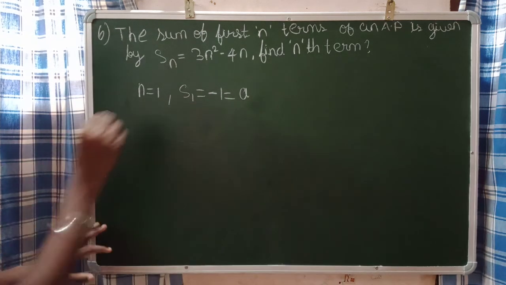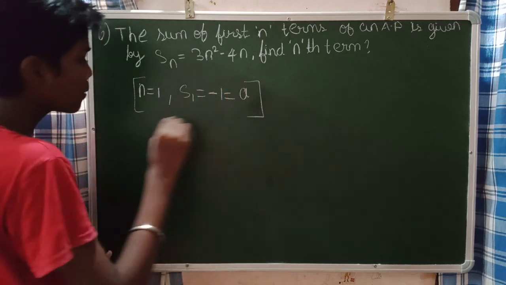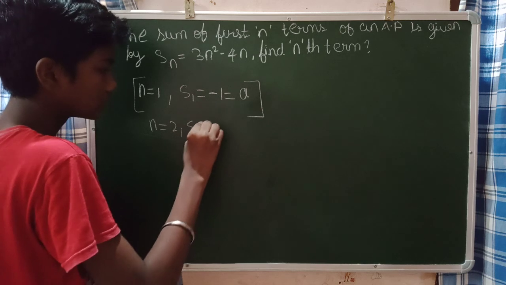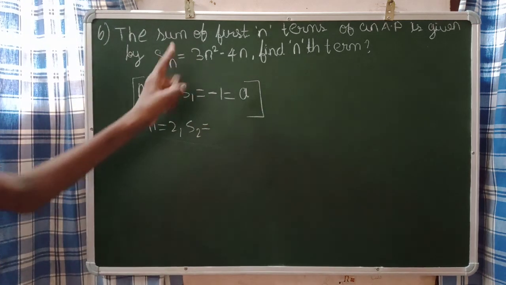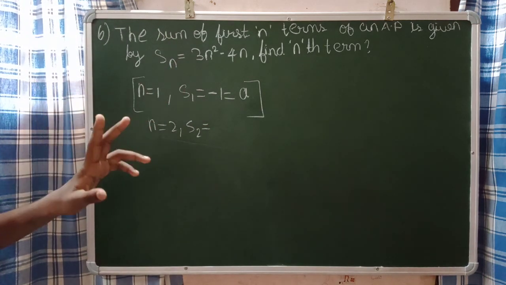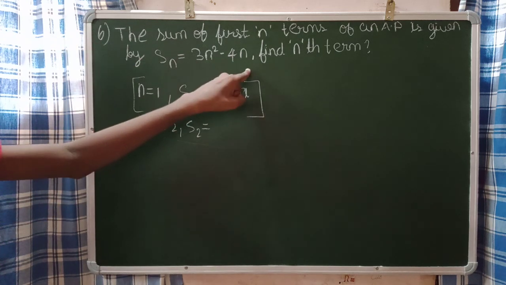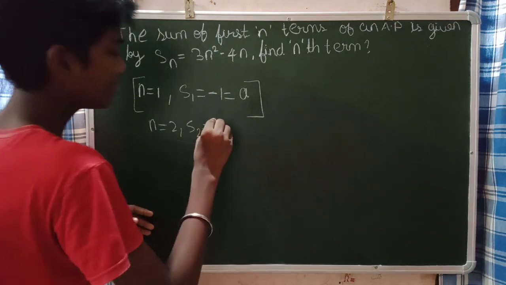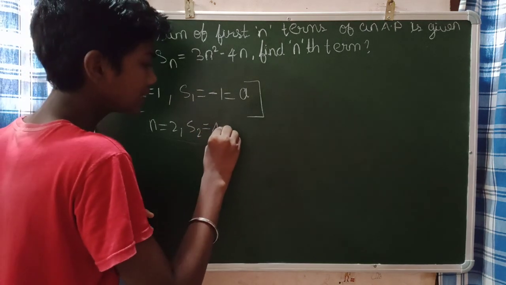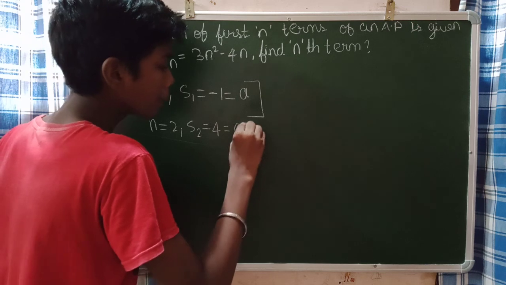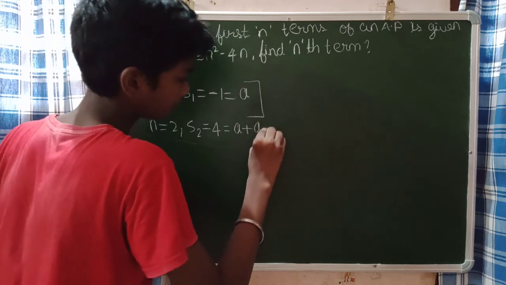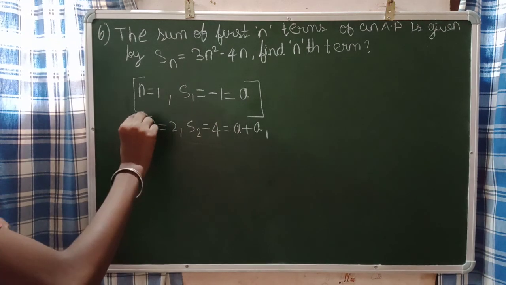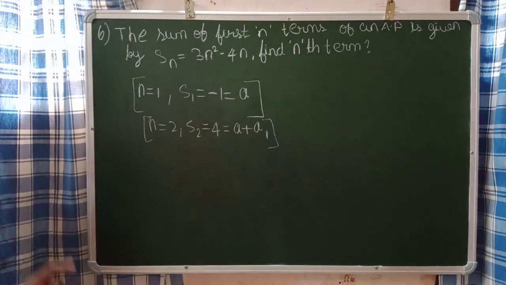So that's why. Now, when you put n as 2, you will get S2 as 3 into 2 square, which is 3 into 4, that is 12, minus 4 into 2, which is 8. 12 minus 8 will be 4, and that is nothing but A plus A1. Correct now? If I put n as 1, I will get S1 as minus 1.